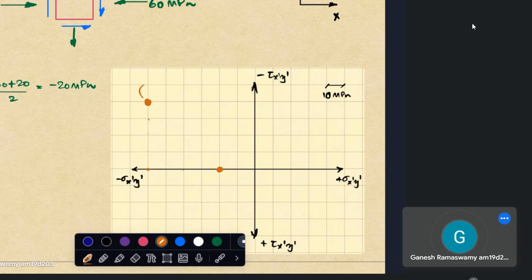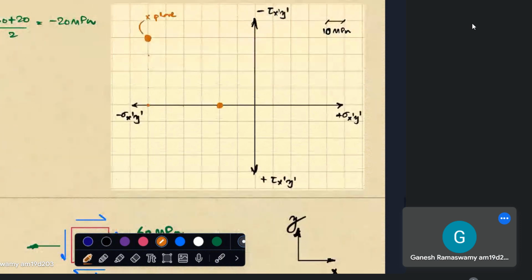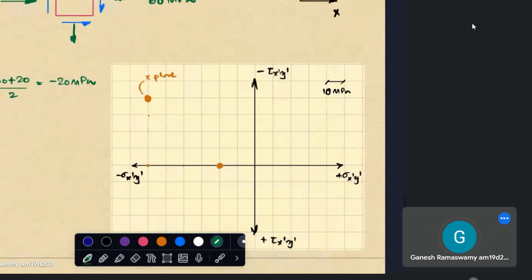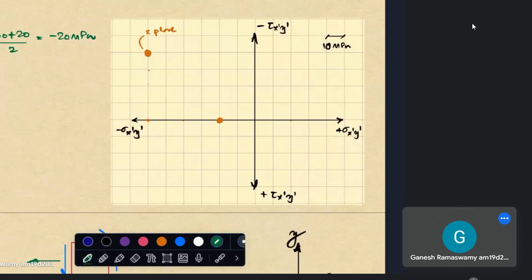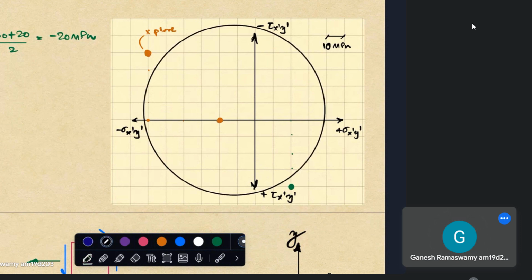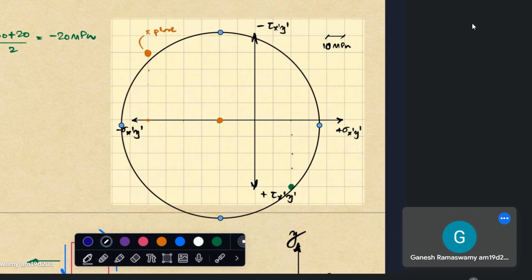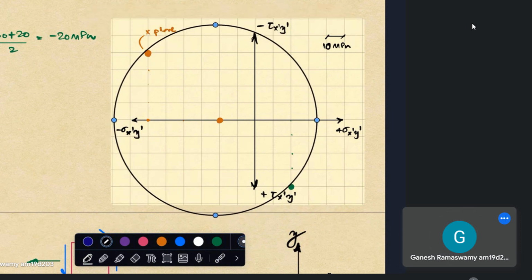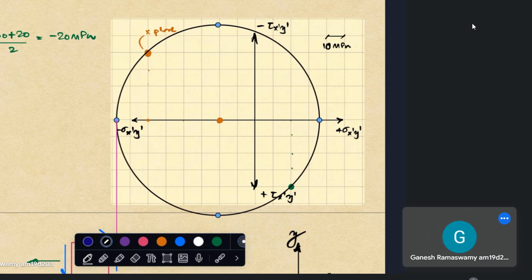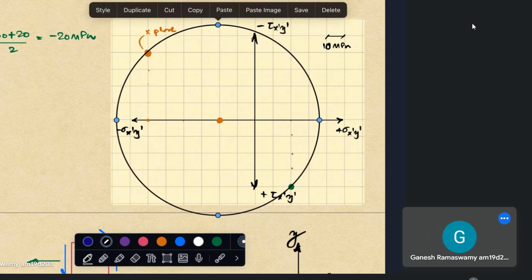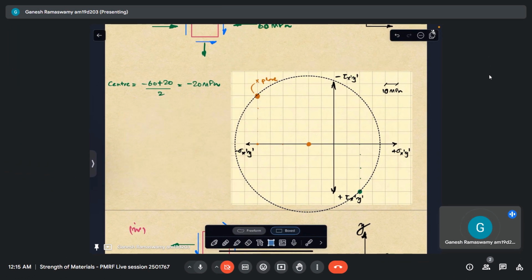So it is quite big that way. And then the y plane is plus 20, and then this will go down like that. So this is my y plane. So my Mohr circle is a bigger one this time. It is something like that. So I hope you're able to appreciate how to plot the Mohr circle.